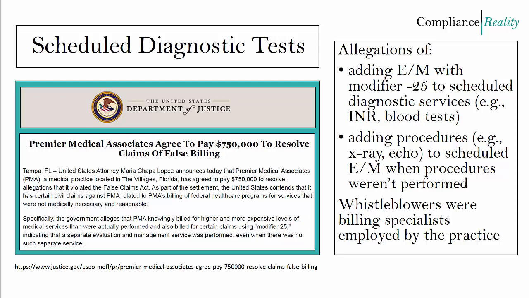Now, it was alleged that this practice was adding E&M codes with Modifier 25 when there was not a significant separately identifiable service being performed. In addition, it was alleged that they were adding procedures to scheduled E&Ms. So when there actually was an E&M, they would tack on certain procedures even though they didn't do those procedures, like an X-ray or an echo. What's interesting in this case, the whistleblowers were billing specialists that were employed by this practice. They're the ones who filed the False Claims Act complaint, the relators, so to speak, in a qui tam suit.